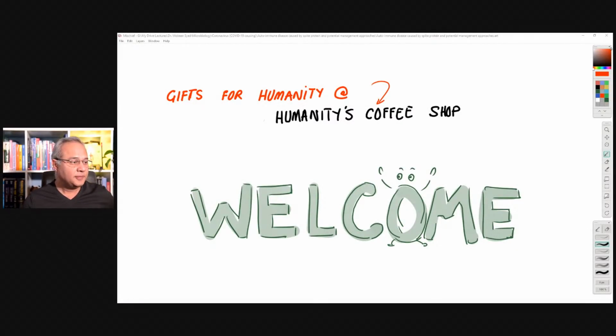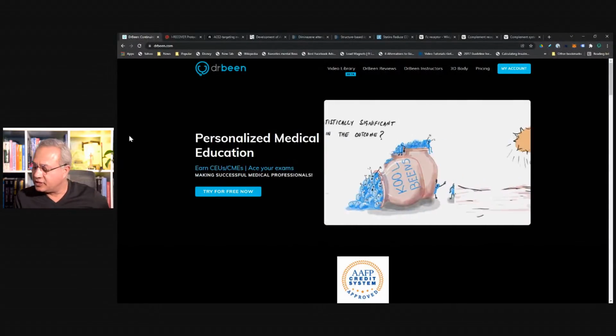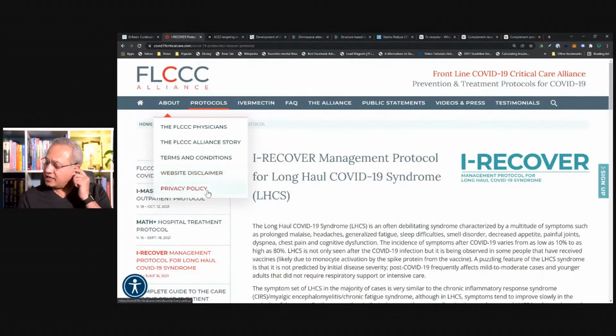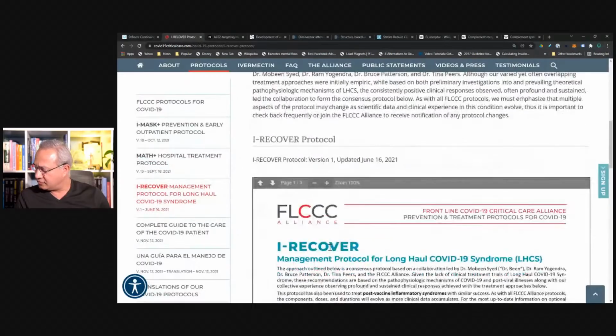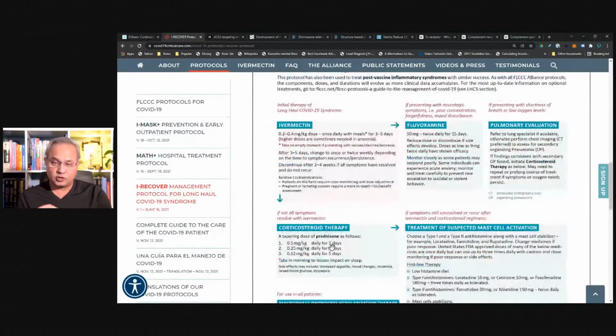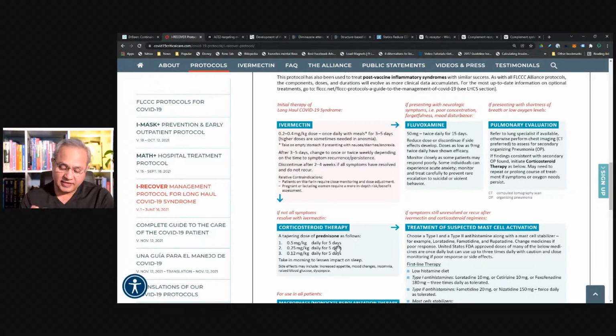Quick references. This is DrBeen.com. This is I Recover protocol on FLCCC. I had led this protocol, as I think many of you are aware of it. So this protocol is something that you should keep in mind as well. I'm going to talk about mainly the therapy directed towards anti-ACE2 antibodies. So the rest is over here, so I don't feel like I have to repeat all of this. So leave this, but I would focus importantly for this network hypothesis.